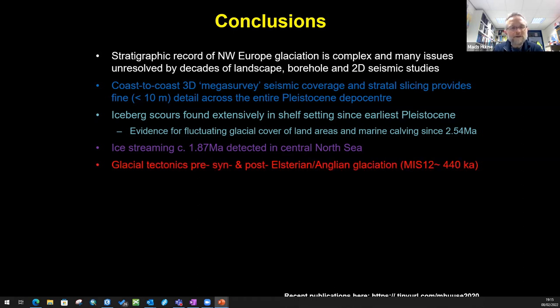Now the glacial tectonics we see extensively before the Anglian glaciation, so perhaps during the Cromerian and also during the Elsterian and Saalian and the Weichselian, we get extensive glacial tectonics. We don't see that so much in the stratigraphy before, or maybe we just haven't discovered it yet. Next.